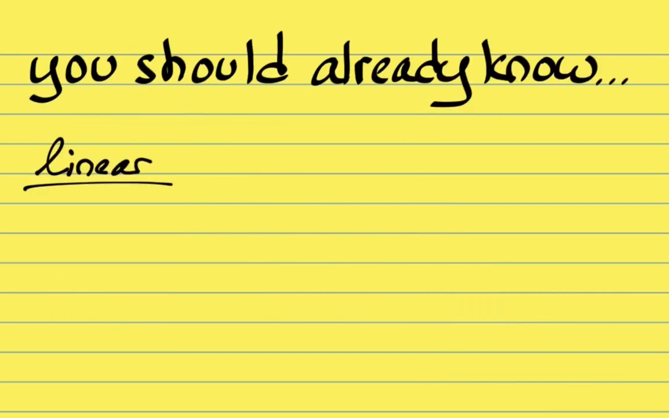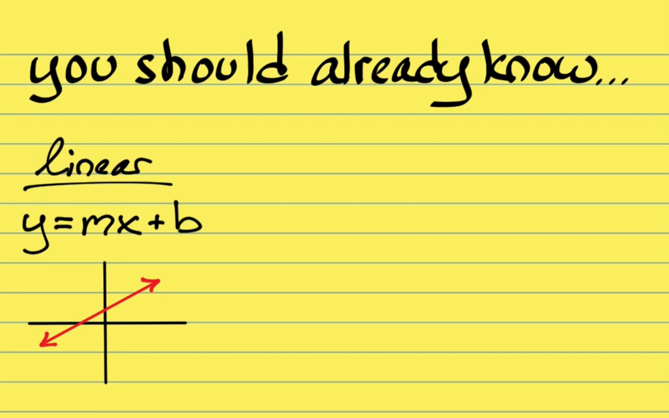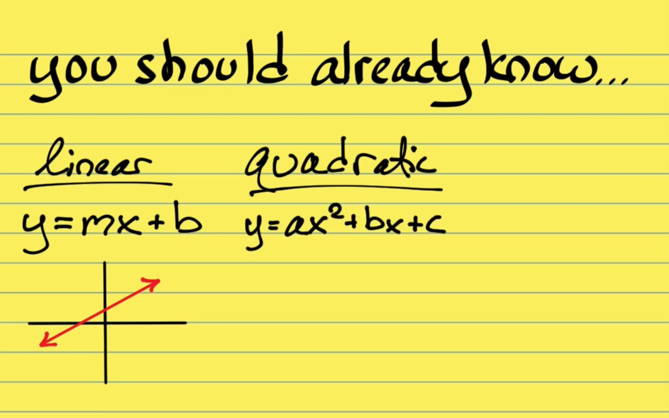You should know some things about linear functions. They are in the form y equals mx plus b. And on a graph, this function makes a straight line going forever in both directions. You should also know a few things about quadratic functions. These functions have a standard form that says y equals ax squared plus bx plus c. And then the graph makes a shape called a parabola.